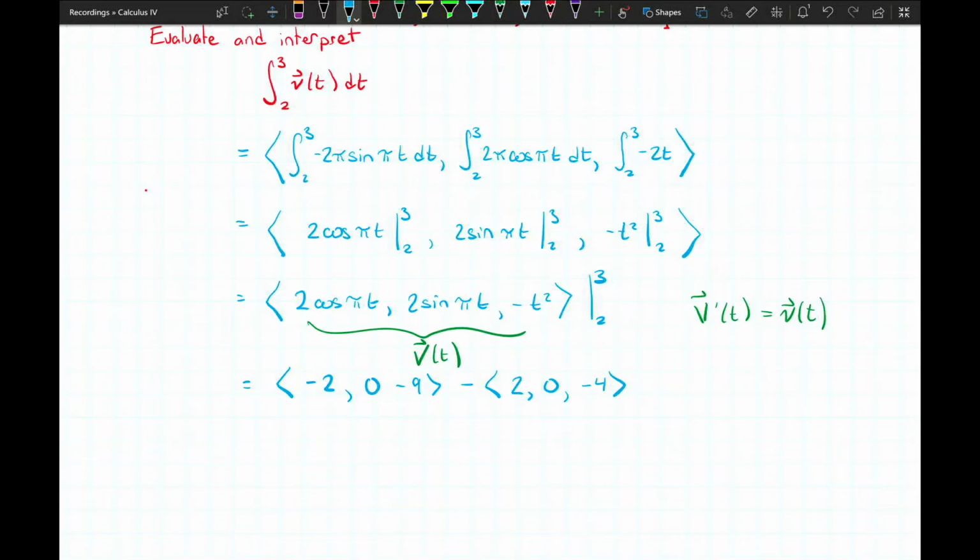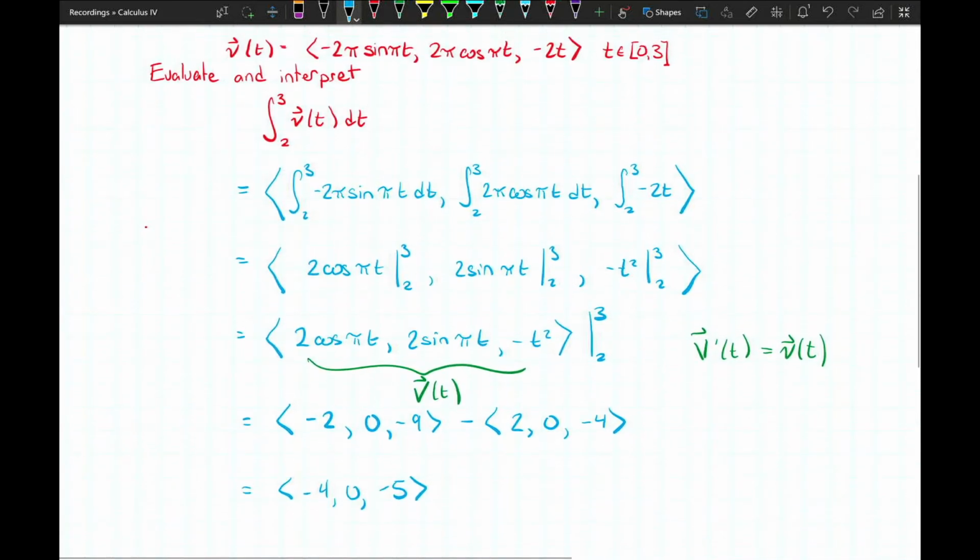So this is an antiderivative, and now we simply evaluate from 2 to 3. Plugging in t equals 3, we get the vector negative 2, 0, negative 9. And plugging in t equals 2, we get the vector 2, 0, negative 4. And then subtracting component-wise, we see that the definite integral of our velocity function from 2 to 3 is simply the vector negative 4, 0, negative 5. All right, now it's time to interpret what that means.